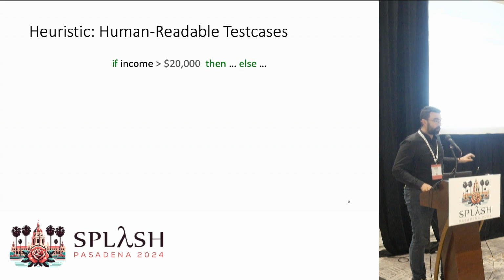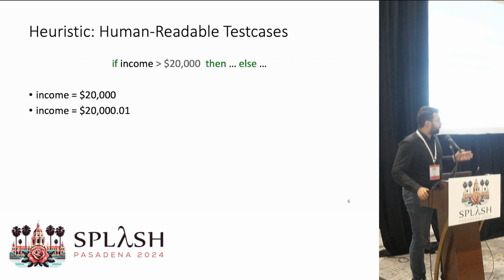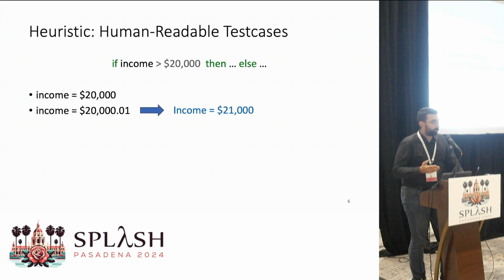If we apply our tool to this, it might generate these two test cases: in one case, the income is $20,000. In the other case, the income is $20,000 and 1 cent, which indeed is strictly greater than $20,000. Now, unfortunately, if you want to redo computations by hand, that's a bit of a pain because you don't want to handle cents and rounding and all of that. If the only thing you want is to have something greater than 20,000, you would much rather have, say, an income of 21,000 and redo your computations with that.